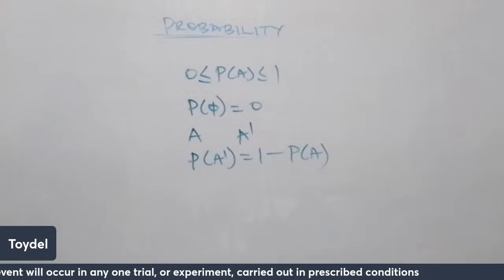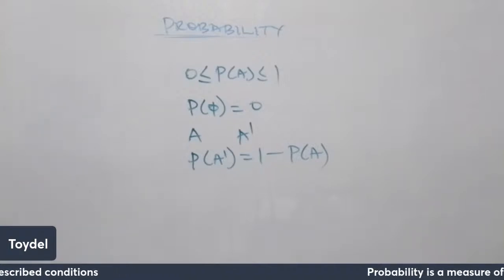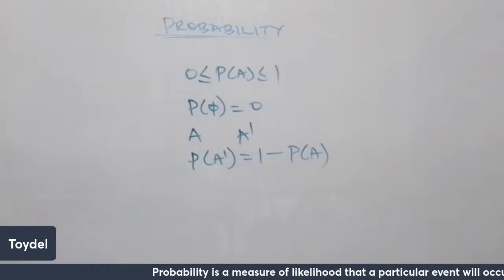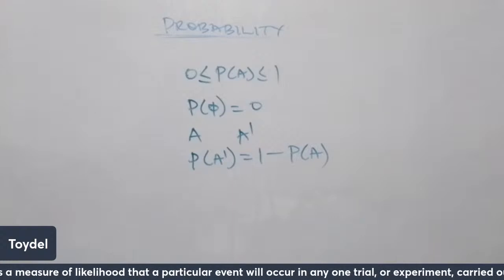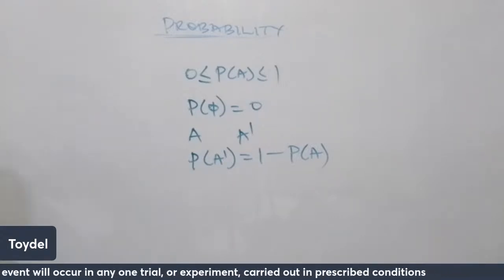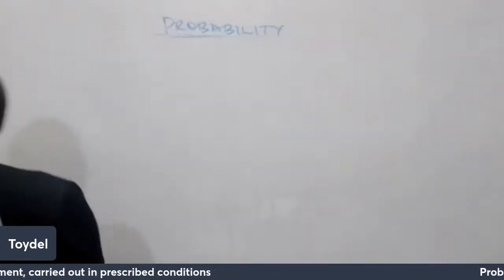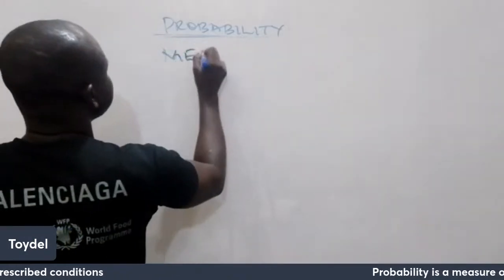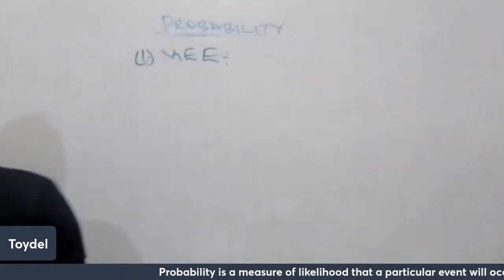We have been talking about events. Two events can be mutually exclusive or non-mutually exclusive. Under mutually exclusive events, we know that there are events that cannot happen together. Let's just talk about the two types of events. We have mutually exclusive events, so these are events that cannot happen together.